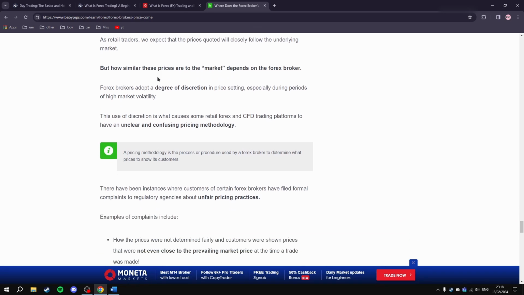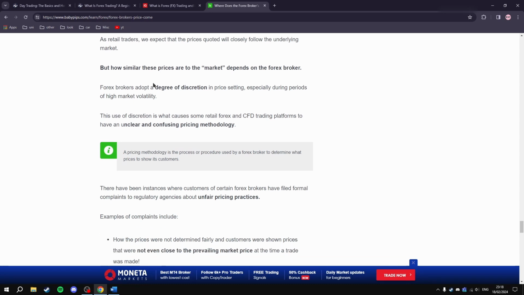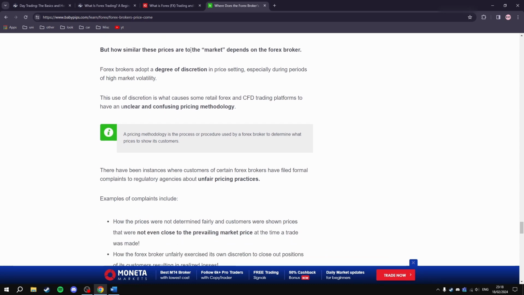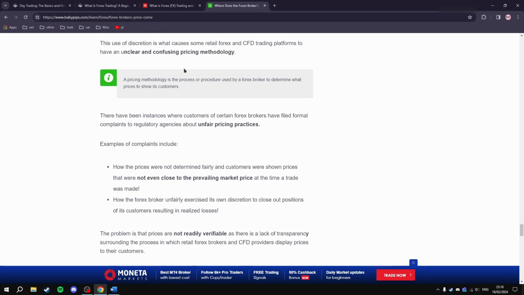How to make sure you get fair pricing. As retail traders, we expect that the price quotes will closely follow the underlying market, but how similar these prices are to the market depends on the Forex broker. Forex brokers adopt a degree of discretion in price setting, especially during periods of high market volatility.